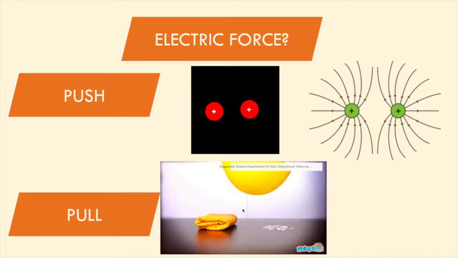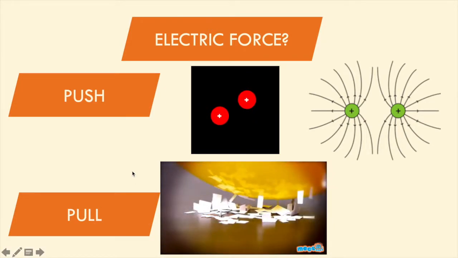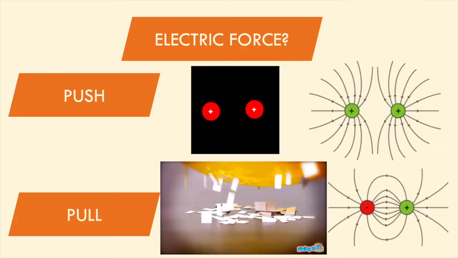But we've also seen an interaction where we see objects pulling together. So here we see the balloon and the paper, and they came together. If we look at their field lines, we'll see that they are connecting together, and the negative charge is attracted to the positive charge. They are pulling each other together. So that's what we mean when we talk about electrical forces. One is attraction and one is repulsion, push and pull.